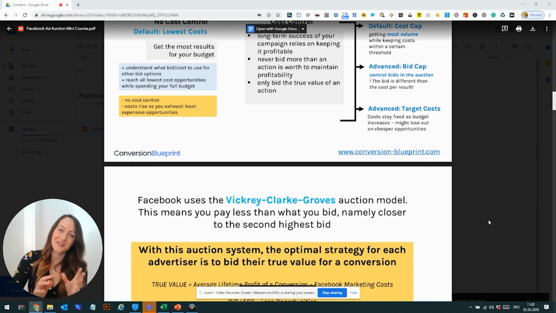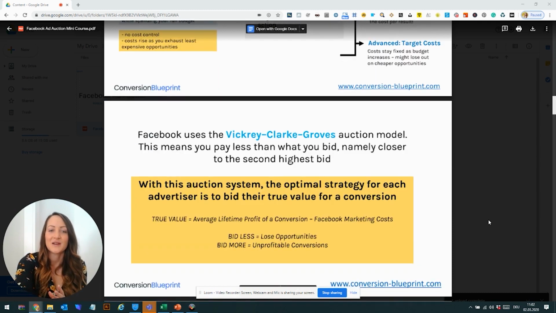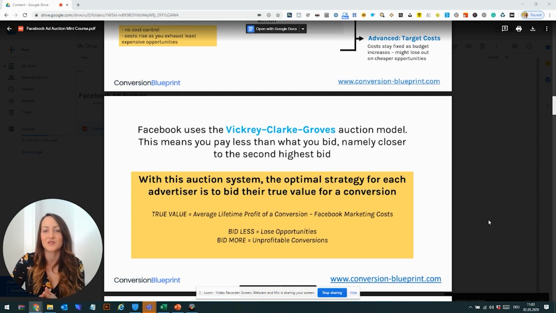I know this was a lot, and Facebook bidding strategy would actually be worth making a whole tutorial on in depth so that you really know what you're doing, but I want to summarize it for you. Facebook uses a certain auction model. It's called the Vickrey-Clarke-Groves auction model. And this means that you pay less than what you bid, namely closer to the second highest bid. So you can bid something, but it's not actually what you're paying. You pay closer to the second highest bid.